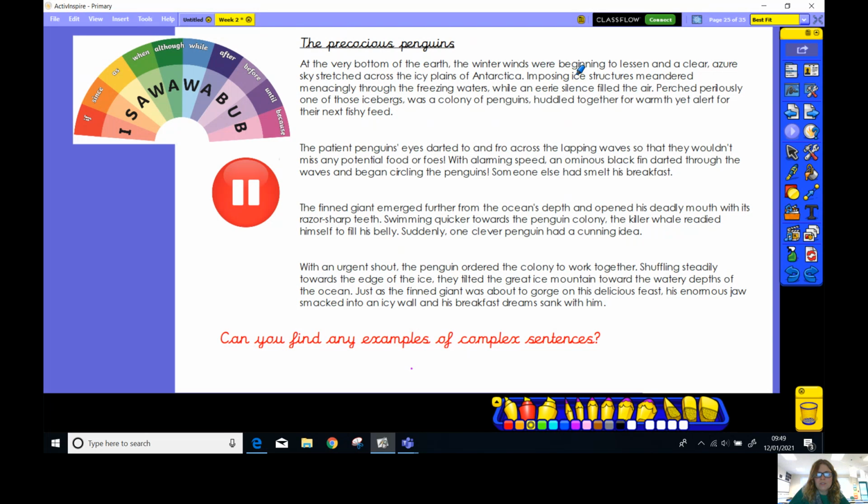Here we have one. Imposing ice structures meandered menacingly through the freezing waters while an eerie silence filled the air. So here we have a good example of a complex sentence. While an eerie silence filled the air is the subordinate clause. It wouldn't make sense on its own, but the main clause would make sense on its own: imposing ice structures meandered menacingly through the freezing waters.